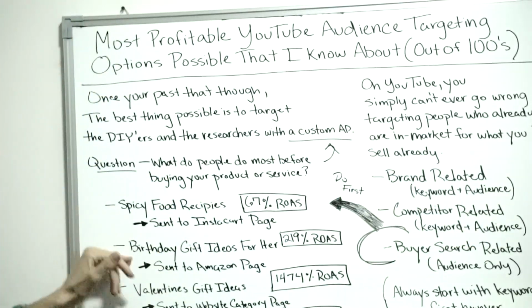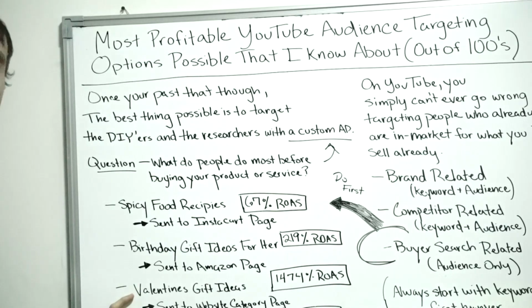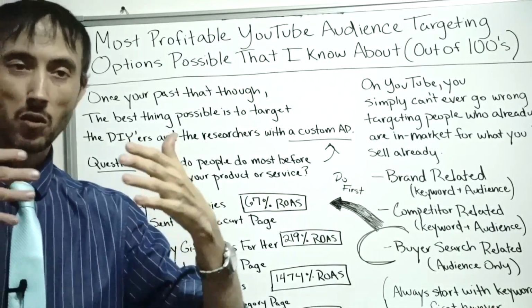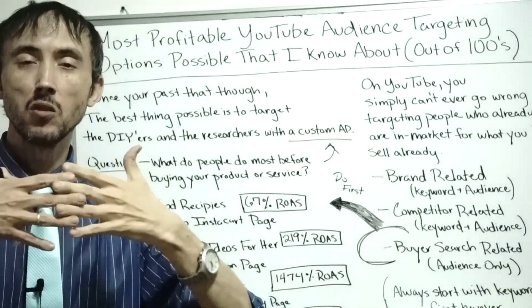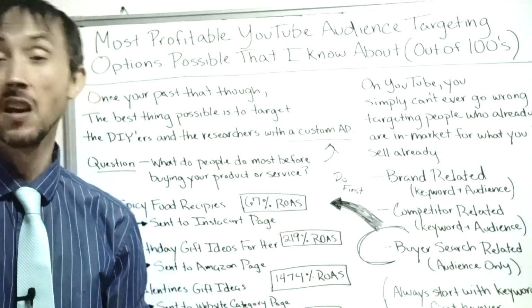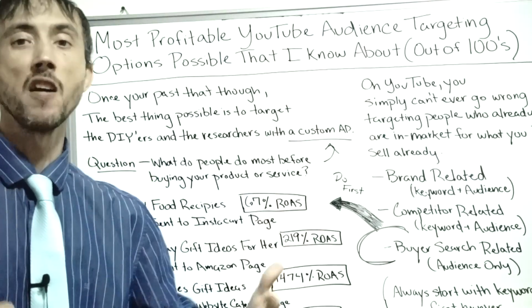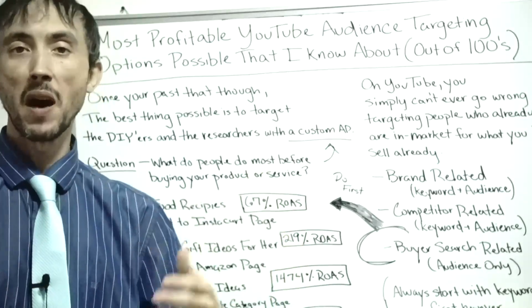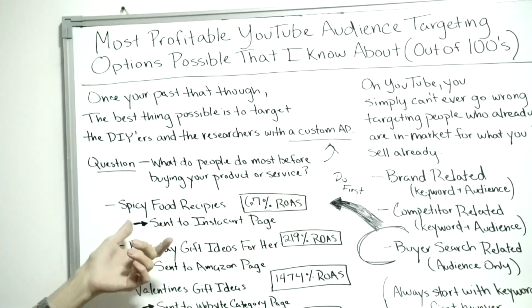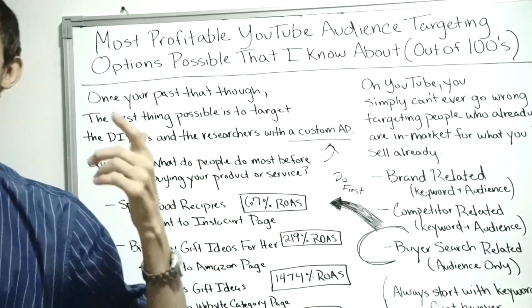So you're speaking directly to what the user is searching. That perfect match is how you get a return out of these video ads. Given they're still watching YouTube, and it's still hard to get somebody to get off YouTube and buy something from you, if you don't have this level of targeting, then forget it. You're not going to get a good return.